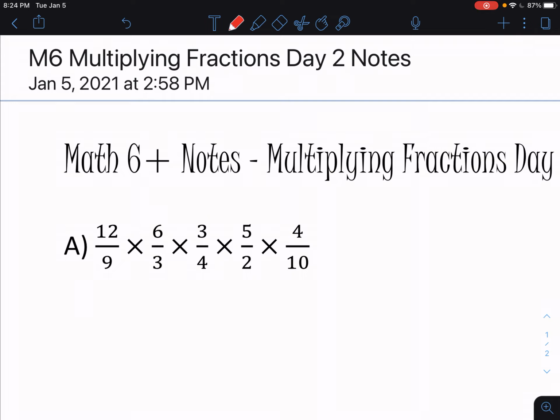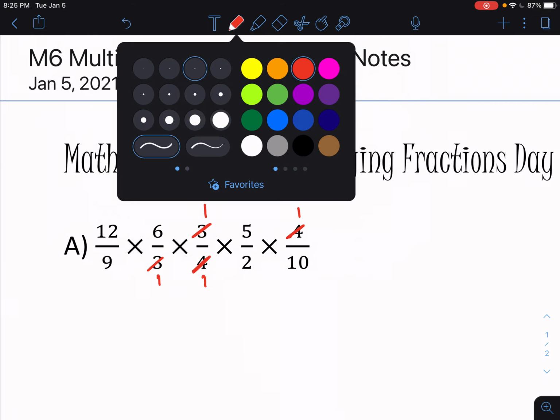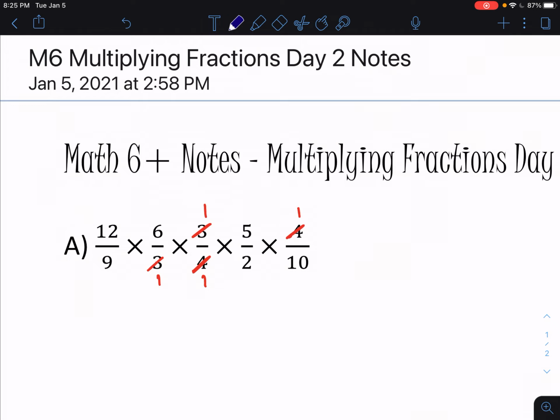When you get a big long list of fractions that you're multiplying together, the first thing I want you to do in your cross canceling is look for any numbers that are the same and cancel those first. So for example, the 3 on the top and the bottom here, I'm going to cancel those first. And then the 4 on the top and the bottom. So I want to get rid of anything that's the same first. Then I'm going to look at, can I do any other cross canceling?